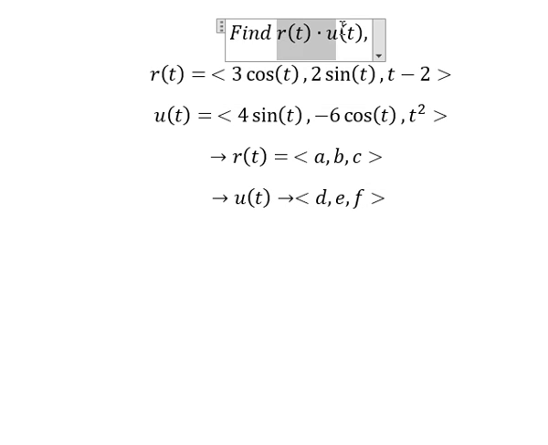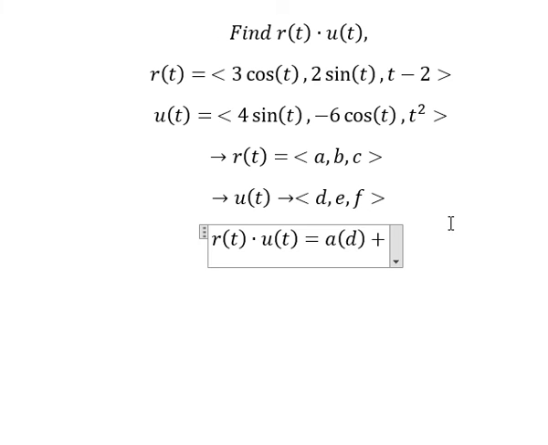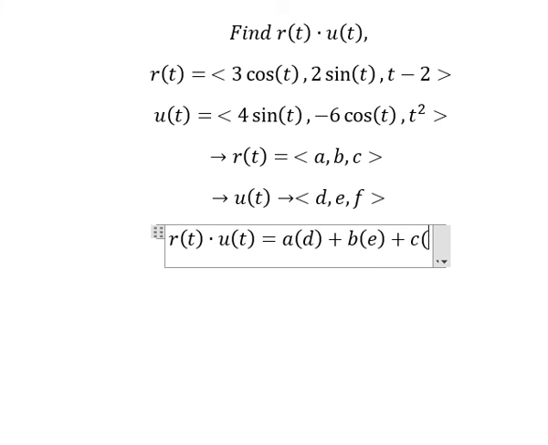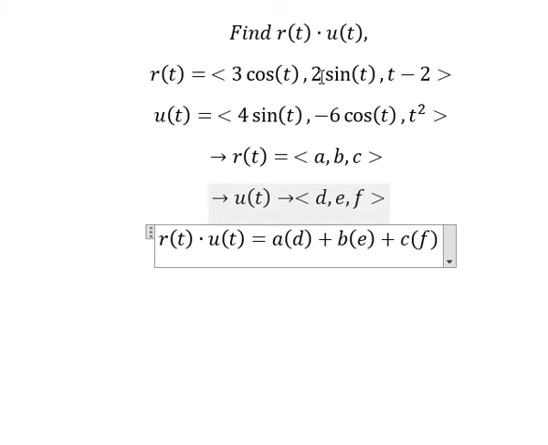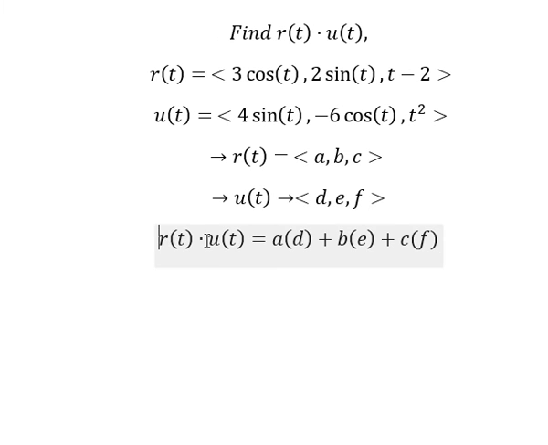So if we apply the dot product, that should be like this: A multiplied by D plus B multiplied by E plus C multiplied by F. So we can apply this one for this one, and now that should be like this.